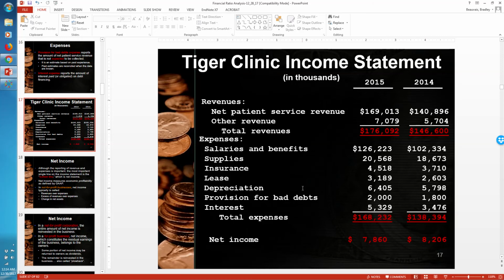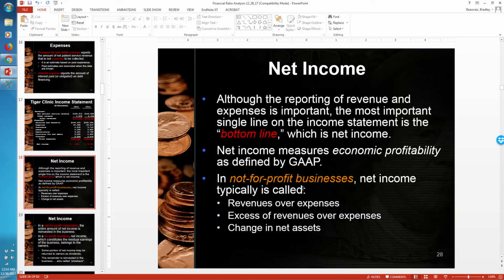Okay, so as we unpack that net income line, it's often a line you hear termed the bottom line, or basically the excess of revenues over expenses. There are a number of different names for it, but ultimately it's our primary indicator of profitability for the reporting period. In not-for-profit businesses, though, you might hear net income called revenues over expenses, excess of revenues over expenses, or change in net assets. At the end of the day, it really means the same thing. Is the organization making money?